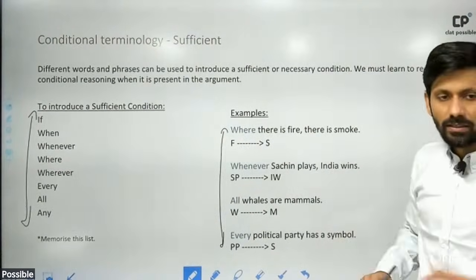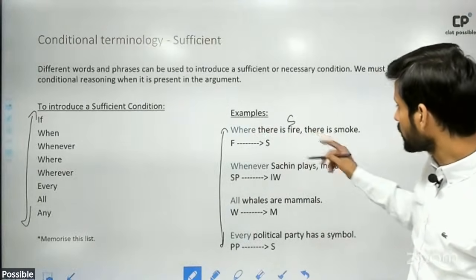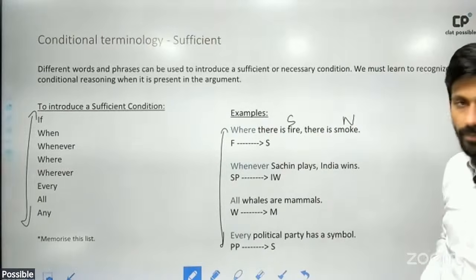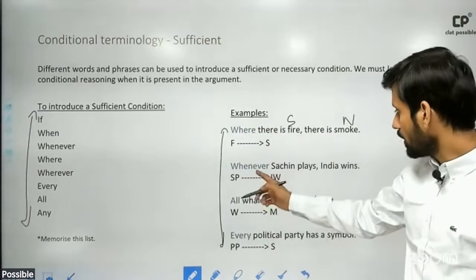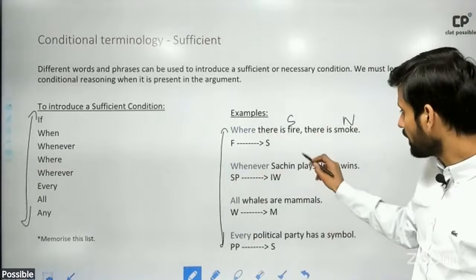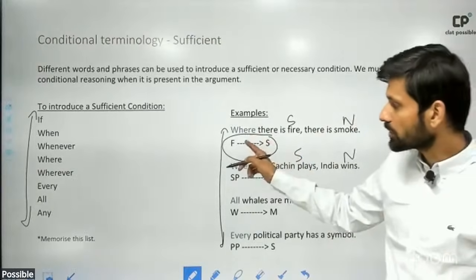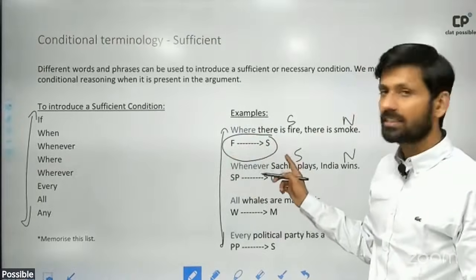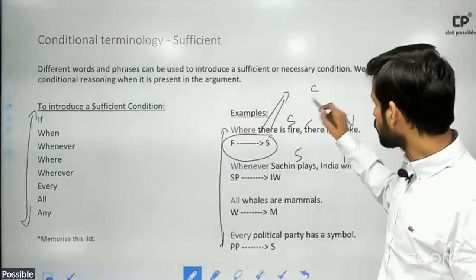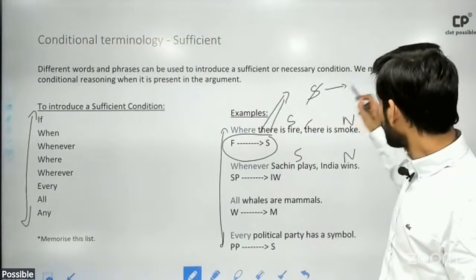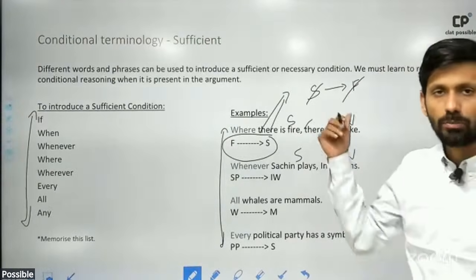Where there is fire, very quickly, where there is fire, so fire becomes sufficient. Sufficient for what? Smoke. तो where जिसको point कर रहा है वो sufficient है. या something like whenever Sachin plays, India wins. So Sachin playing becomes sufficient and this becomes necessary. So fire then smoke. Sufficient वाला part left में, necessary वाला part right में. और इससे और क्या follow करता है? No smoke, no fire. Right? Contrapositive इसका follow करेगा.